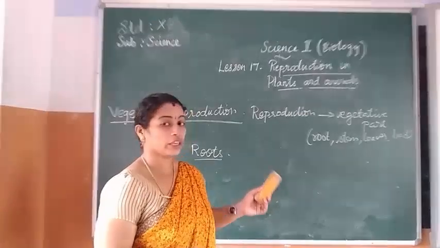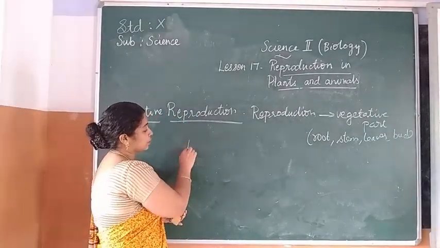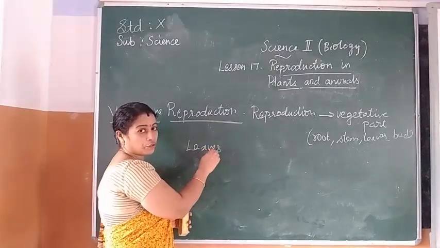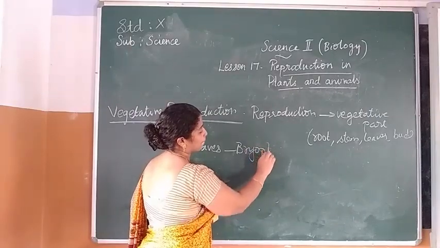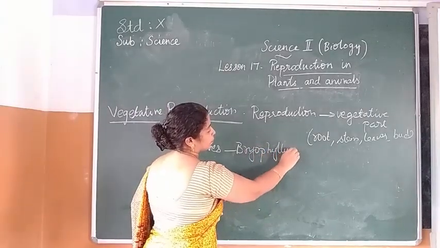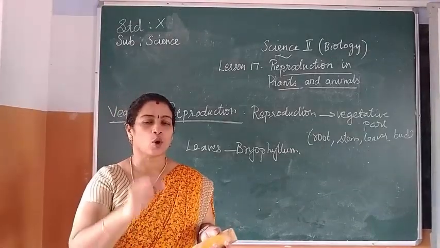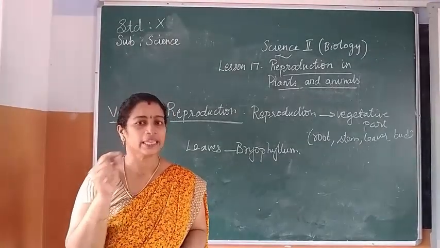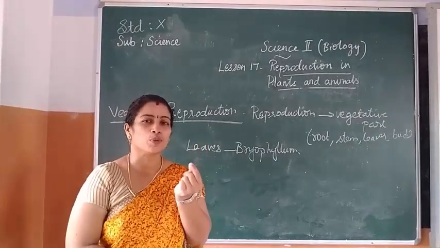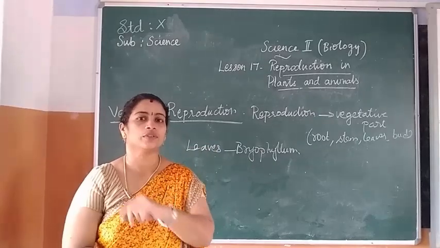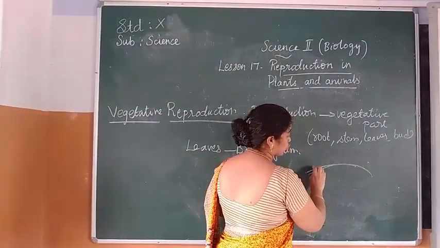First, you can study about leaves. It is given in your book. For leaves, the example is Bryophyllum. Bryophyllum leaves are able to produce small plants on their leaf notches. Bryophyllum is a type of plant that produces small plants from the notches of the leaf. That type of reproduction is vegetative reproduction in leaves.